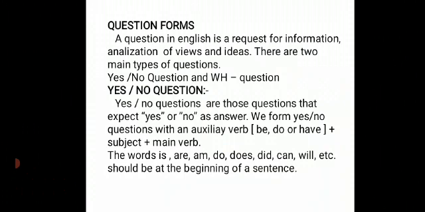Are you ready? Yes. Are you ready? No. Now what is this? When we have asked this, are you ready? Now we have started with verb only. Now we form yes or no questions with an auxiliary verb. Just now what I said, are is a verb form, an auxiliary verb. First let me tell you what is auxiliary verb.